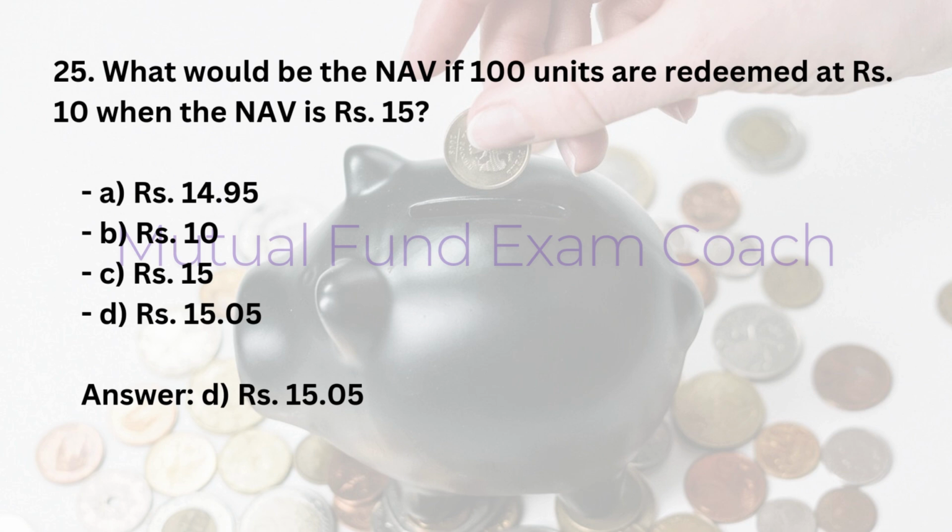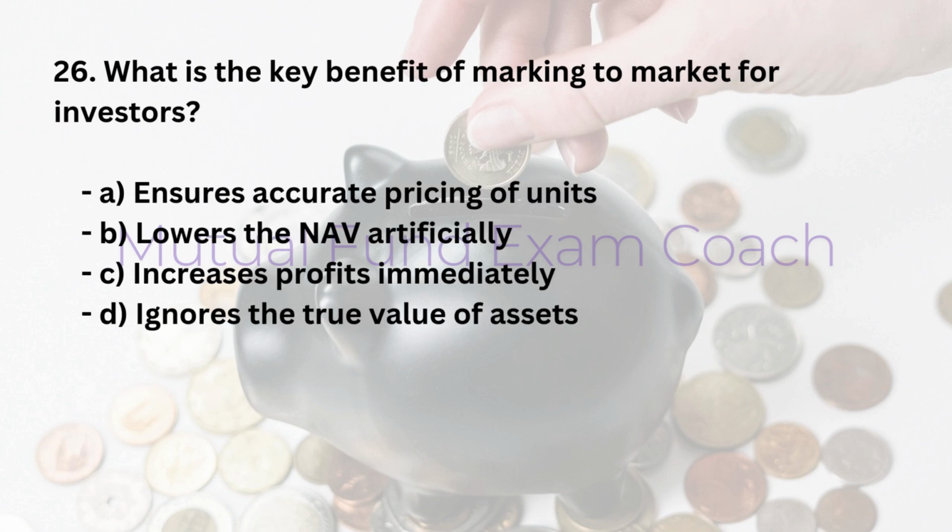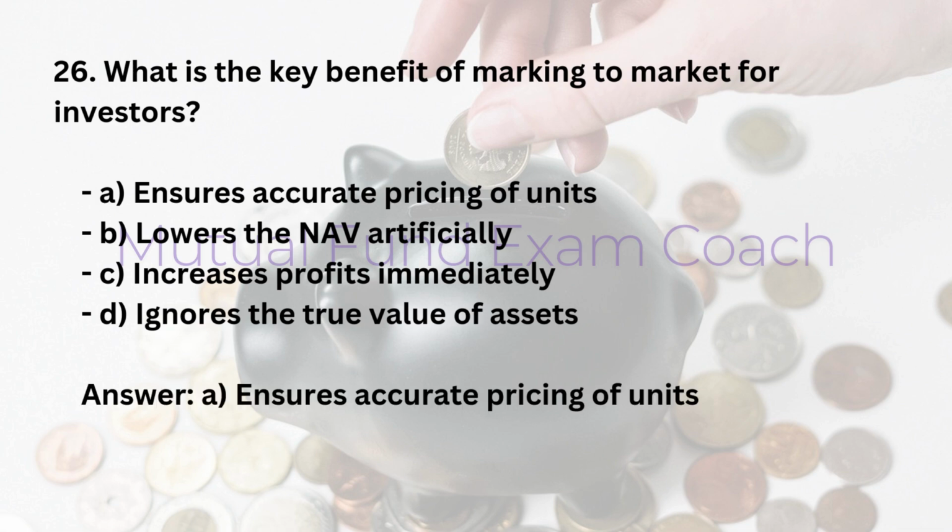26. What is the key benefit of marking to market for investors? A. Ensures accurate pricing of units. B. Lowers the NAV artificially. C. Increases profits immediately. D. Ignores the true value of assets. Answer, A. Ensures accurate pricing of units.